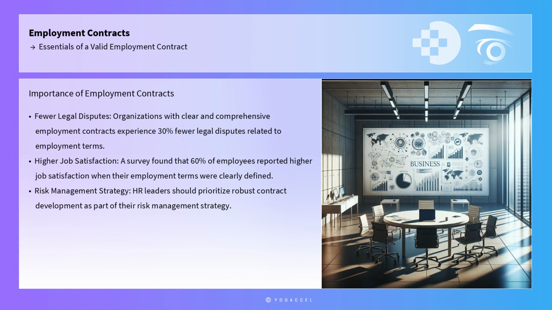Statistics further highlight the importance of effective employment contracts. According to the Society for Human Resource Management, organizations that implement clear and comprehensive employment contracts experience 30% fewer legal disputes related to employment terms. This statistic emphasizes the necessity for HR leaders to prioritize the development of robust contracts as part of their risk management strategy.